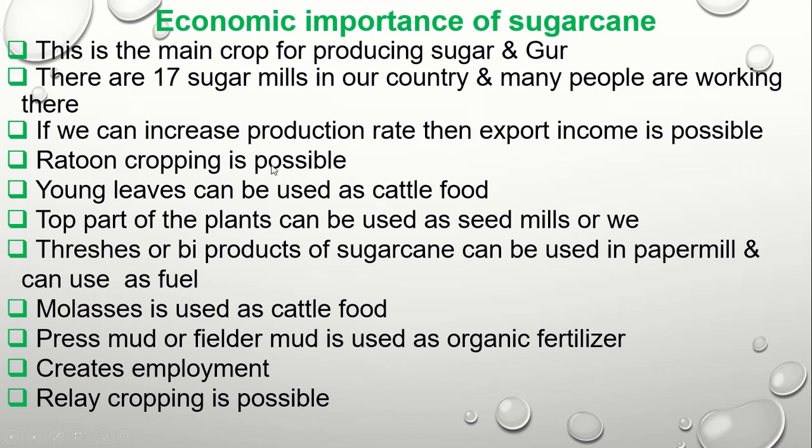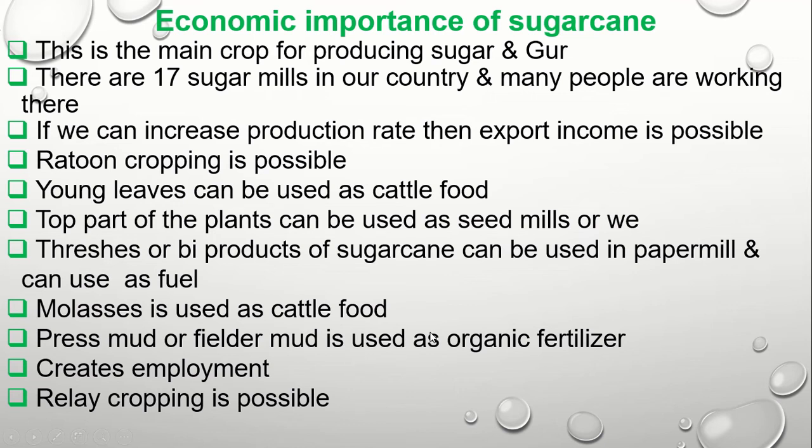Ratoon cropping is possible, which is not possible in other crops like rice and wheat. No other field crop is possible for ratoon growth except sugarcane. Young leaves can be used as cattle food. That means the nodal part, the young leaves, can sometimes be used as cattle food for cow, buffalo, etc. The top of the plants can be used as seed in sugar mills. That means the top shoot can be used in the sugar mills.